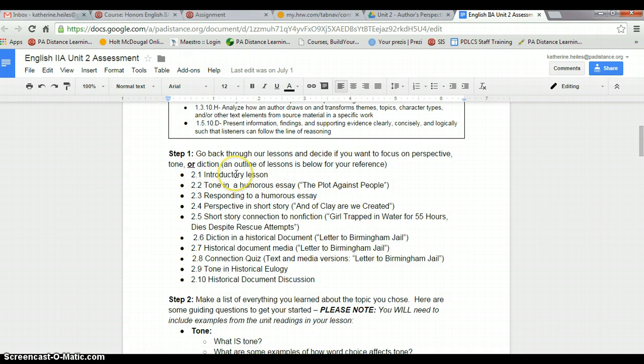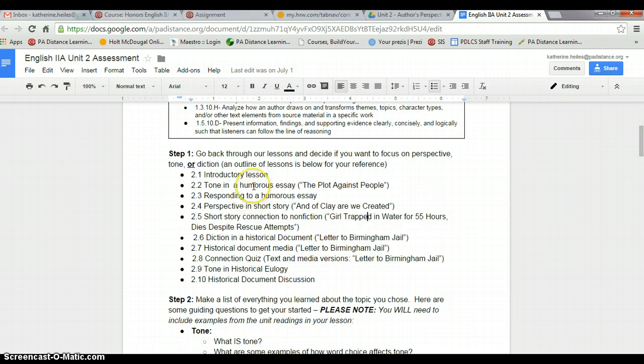So lesson 2.1 was just an introduction lesson that gives you information on all three of those terms. Lesson 2.2 talked about tone in a humorous essay. In 2.3, you responded to that humorous essay, The Plot Against the People. 2.4 was the short story, The Engineer We Created. There was the short story Connection, which was the girl trapped in water for 55 hours. And then 2.6 and 2.7 focus on Letter from Birmingham Jail, and 2.9 was the historical eulogy.